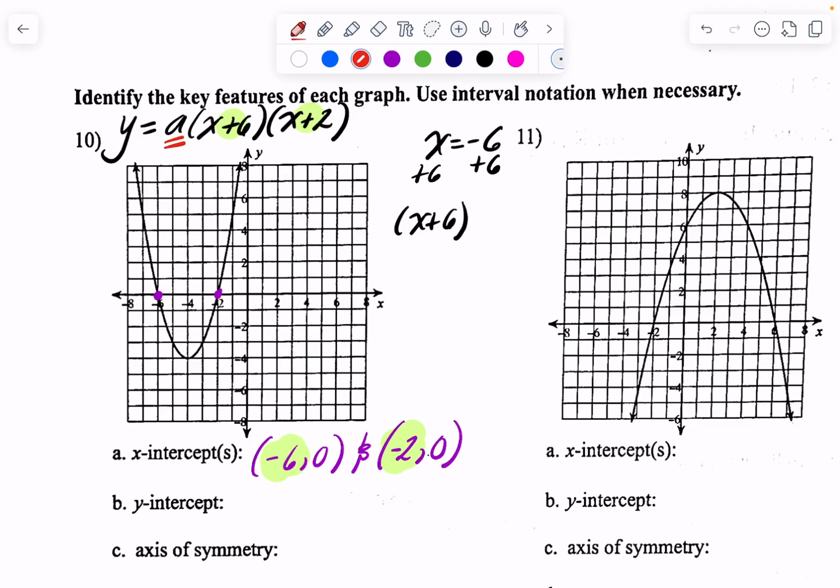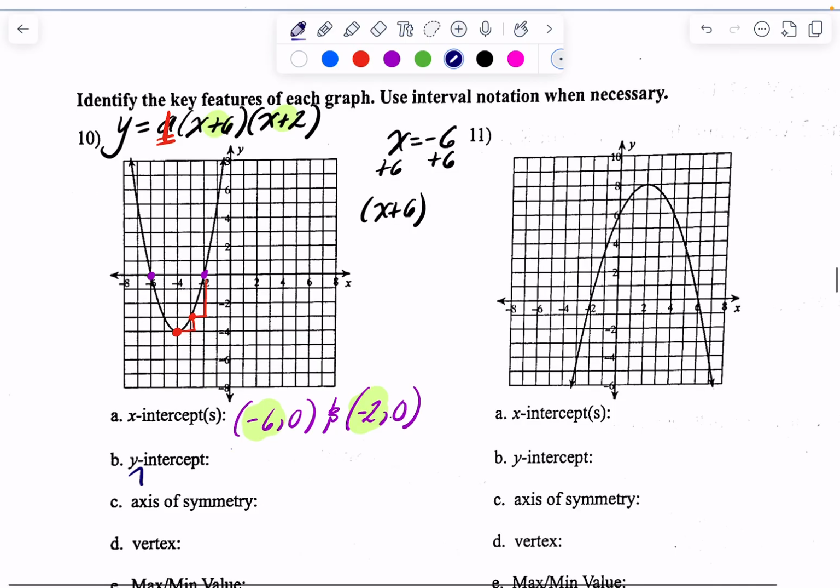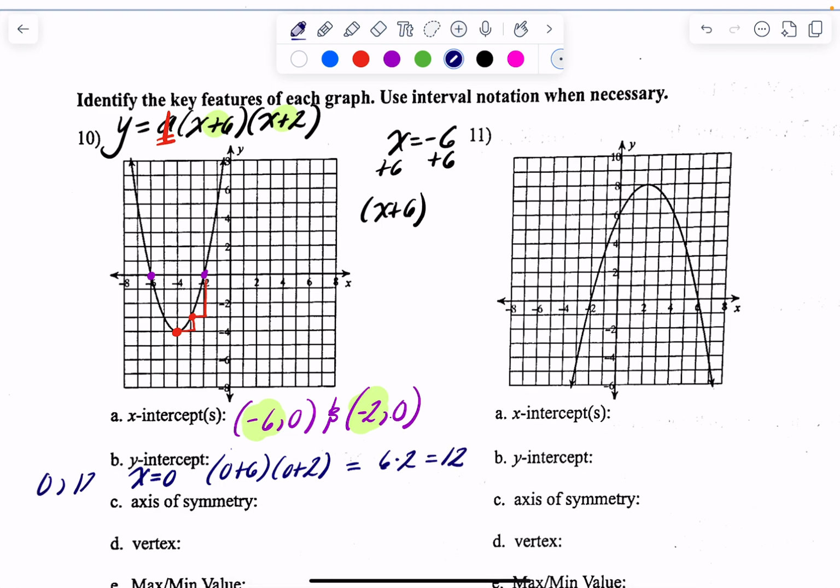We need to know acceleration. So let's start here at the vertex. Over 1 up 1, over 1 up 3. So our acceleration is just 1. So our y-intercept, we can plug in x equals 0. So that'd be (0 plus 6) times (0 plus 2), which equals 6 times 2, which is 12. Plug in 0, you get out 12.